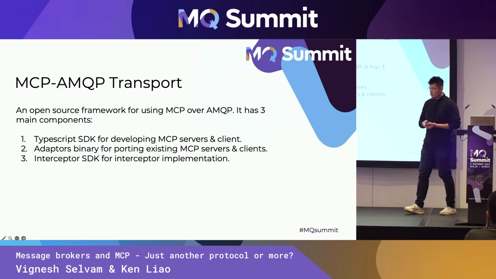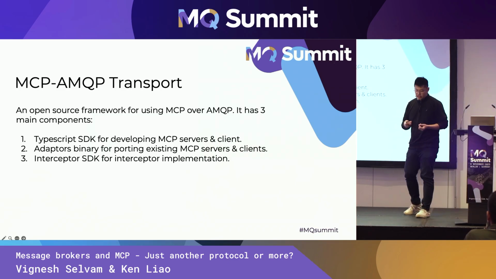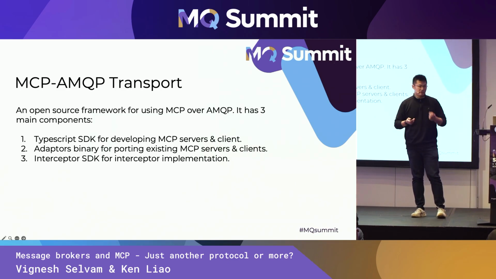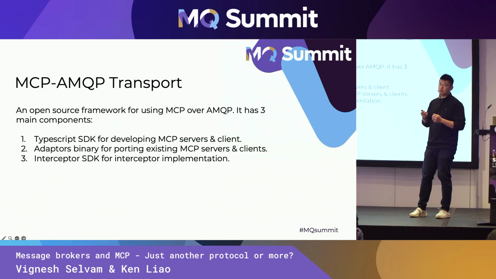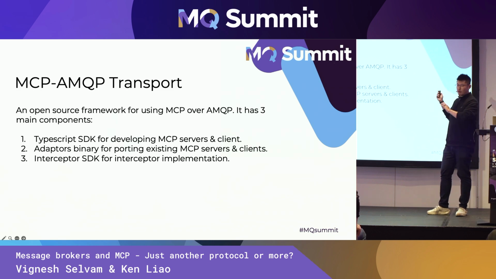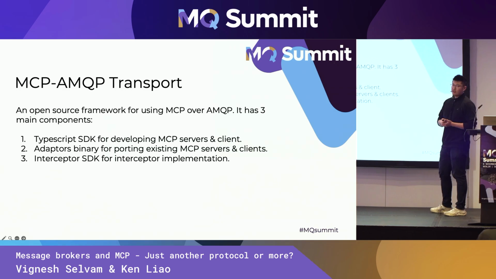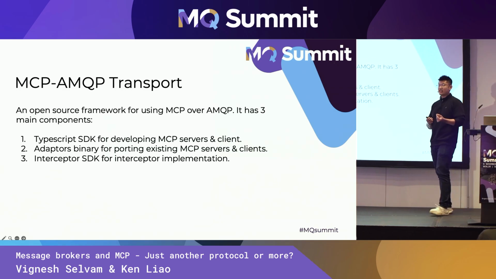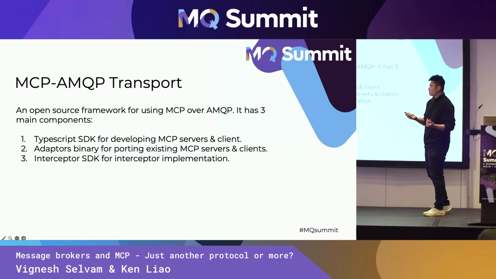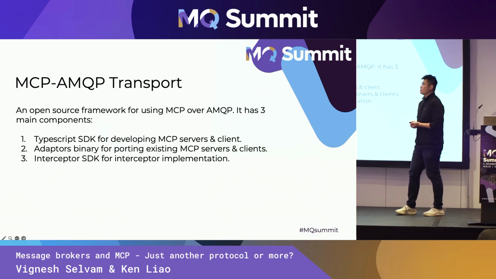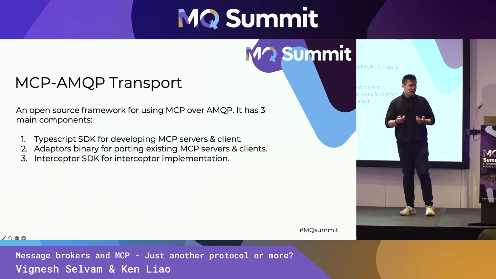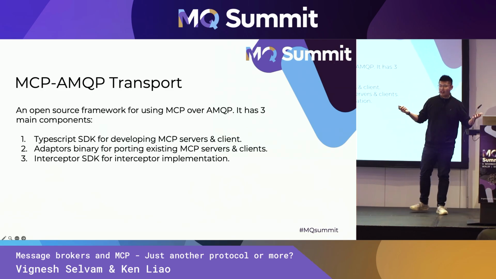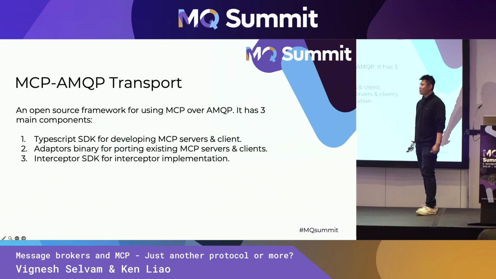So to realize those ideas, our team developed an open source framework called MCP-enabled transport. It has three main components. I have a QR code at the end, so you can scan the code yourself. The first is a TypeScript SDK for developing MCP servers and clients natively that just talk over AMQP. That will give you probably the best performance and be more readable. However, I realize a lot of the MCP servers and clients out there are not on AMQP. So how do we make them work on this framework?